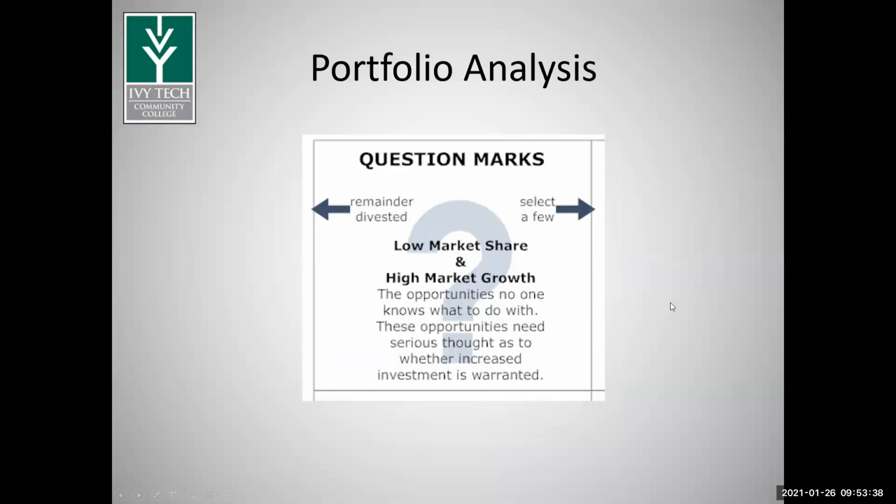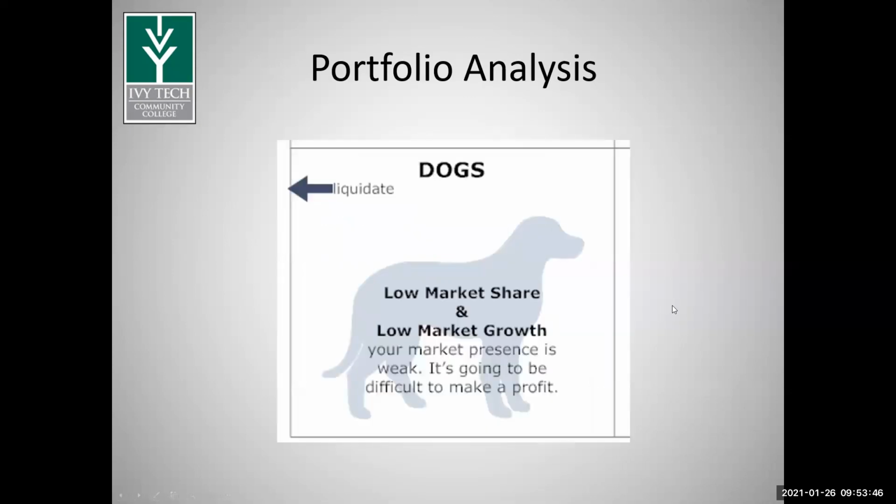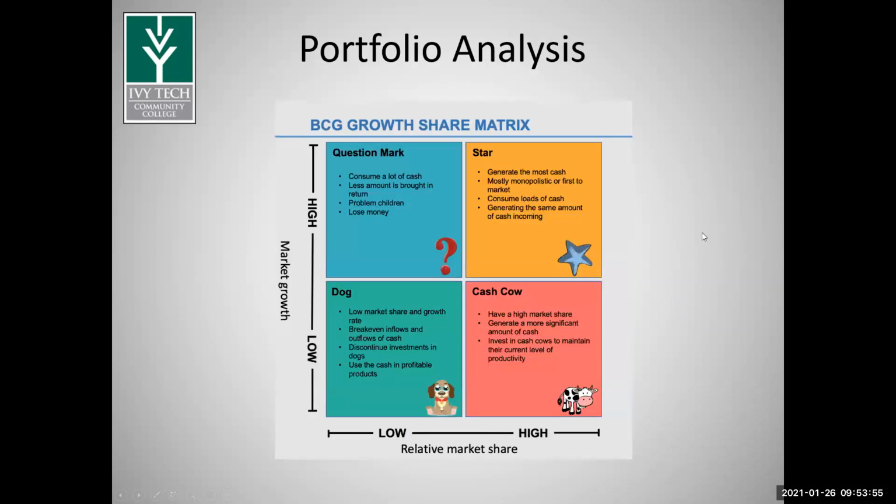The dominant players in the market are setting pricing, and so there are a few ways you can go with this. We'll talk about different kinds of strategies. And then the dogs, hey, you know what? It's going to be really, really tough to make a profit on a product there. You're probably going to liquidate in this particular area. You're probably going to get out of it.